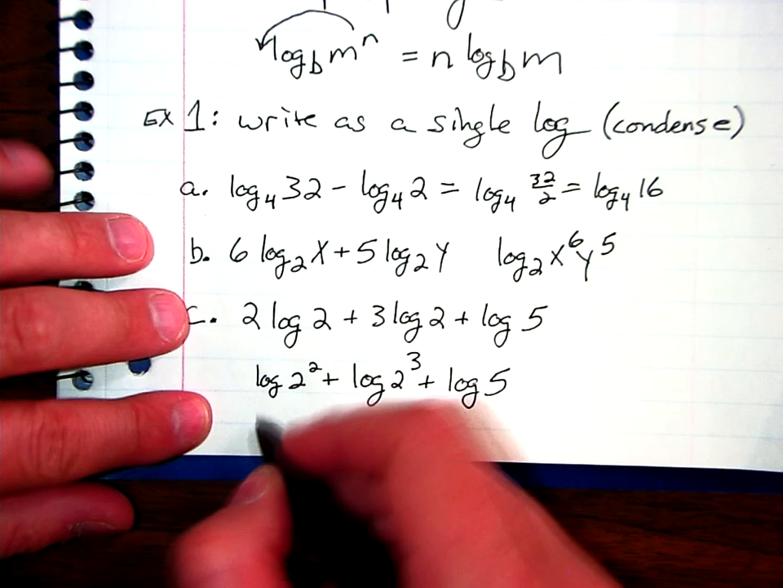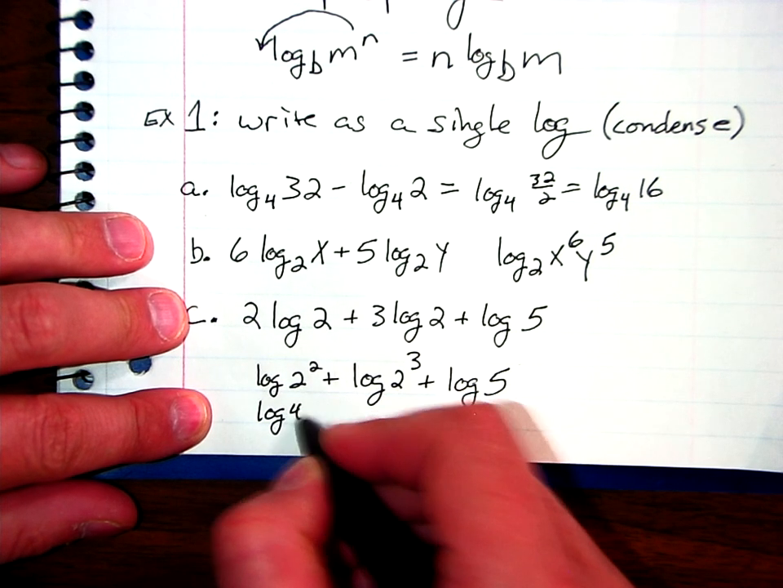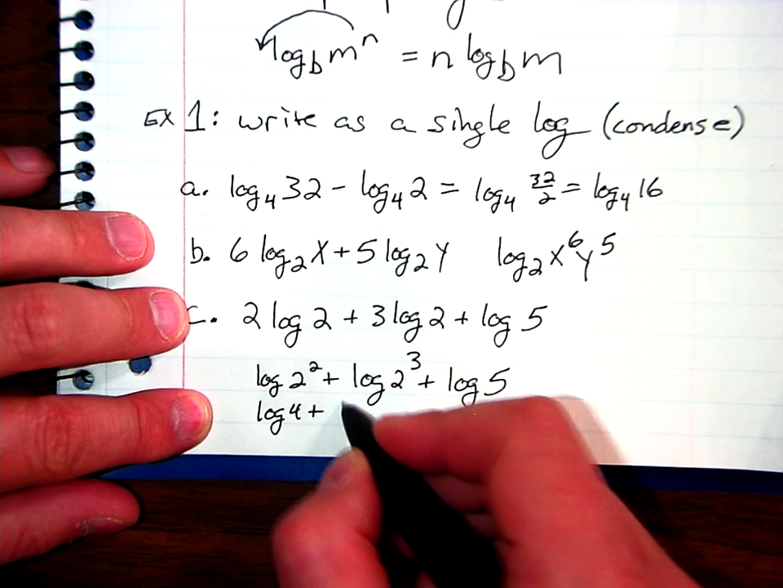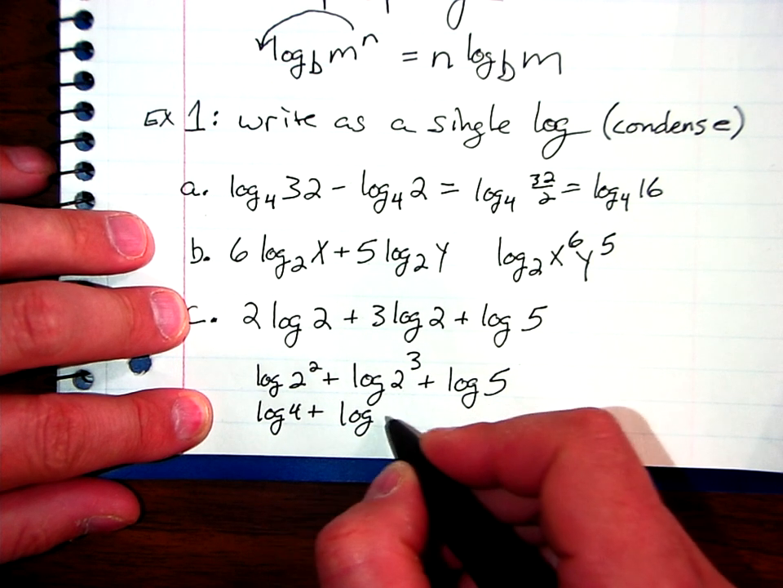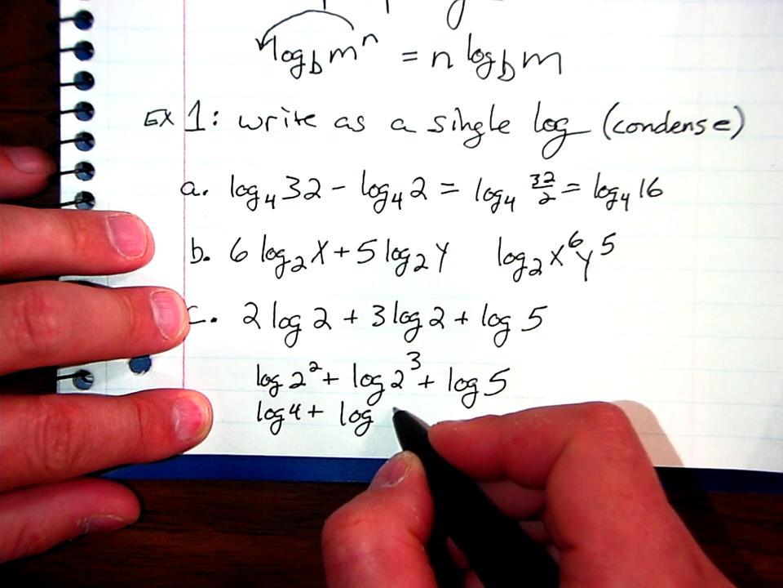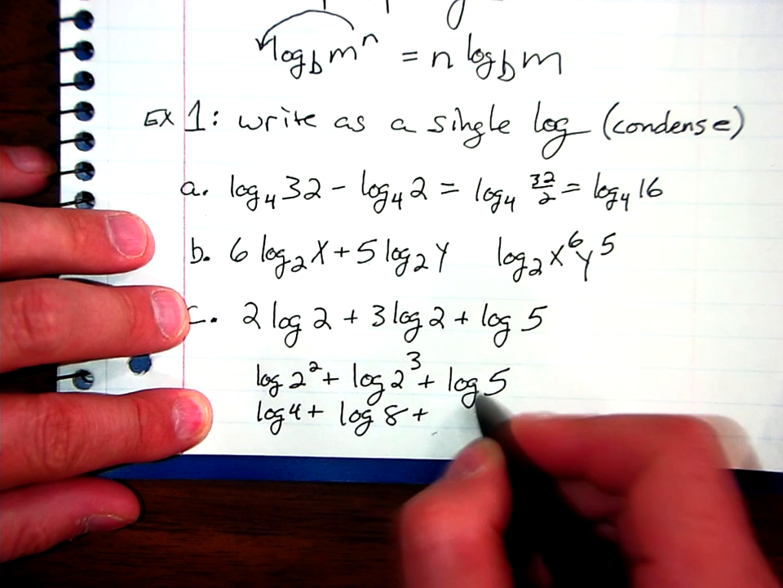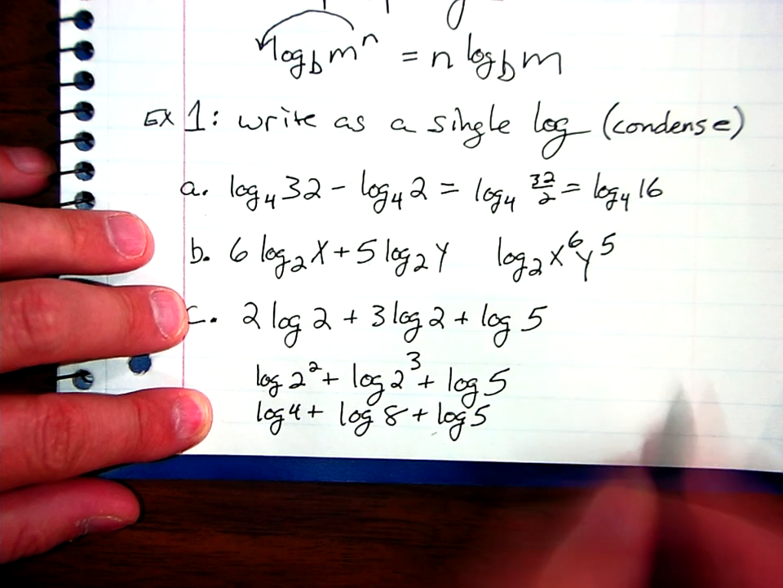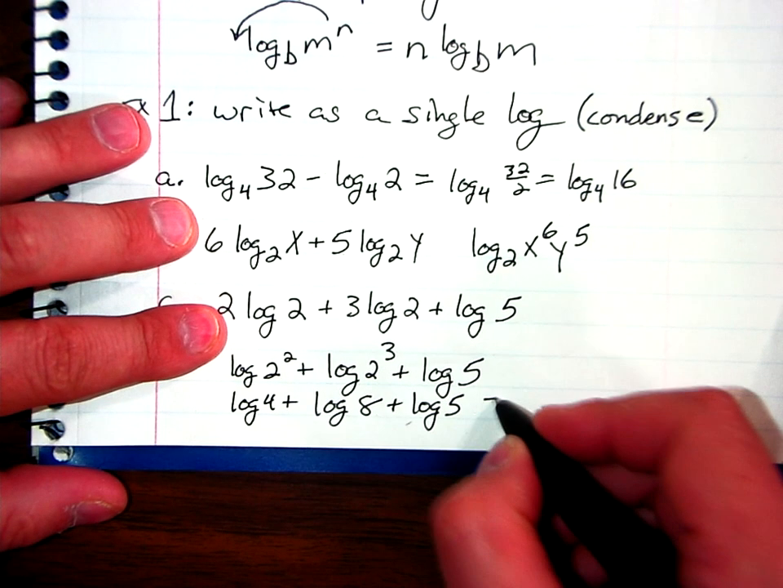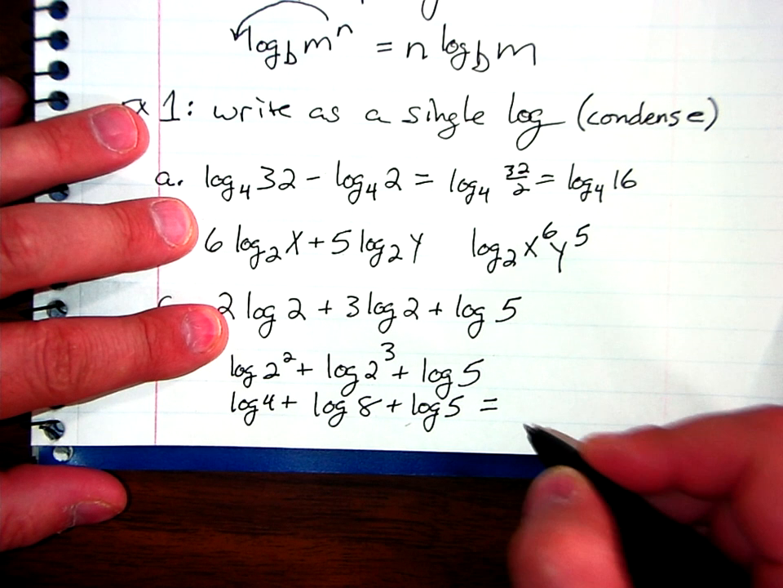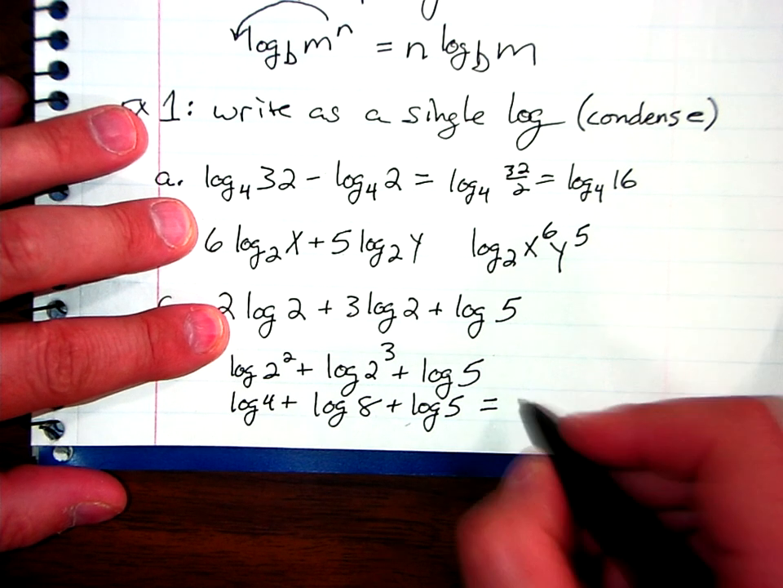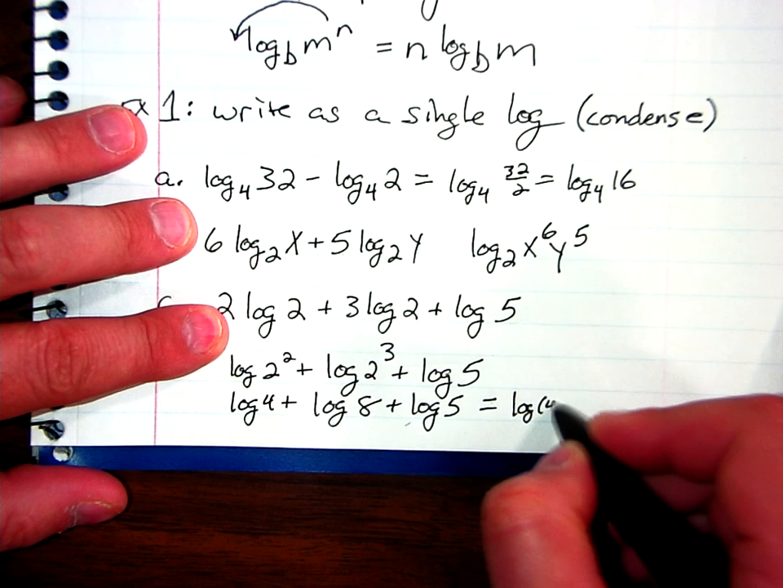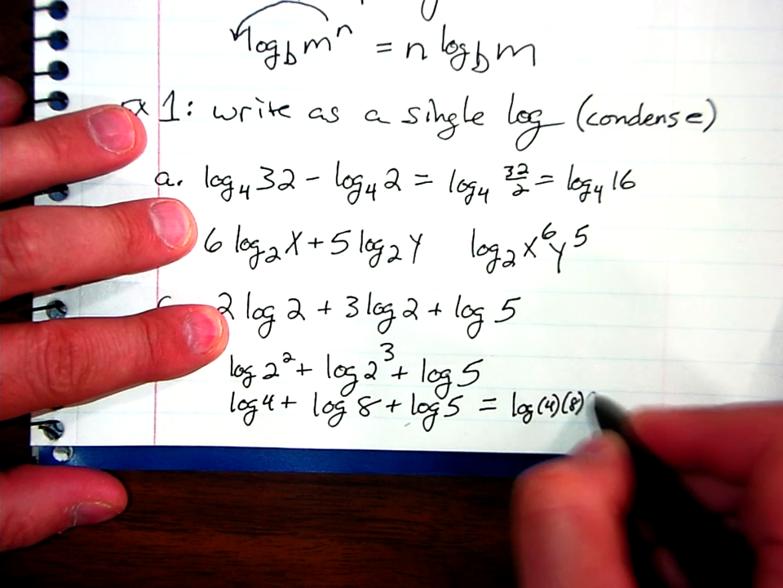What's 2 squared? 4. What is 2 cubed? Yep. And the log 5 is just kind of sitting there, keeping its own business. These are adding, so what property is this? Product property. So product implies multiply. So right now we have log 4 times 8 times 5.